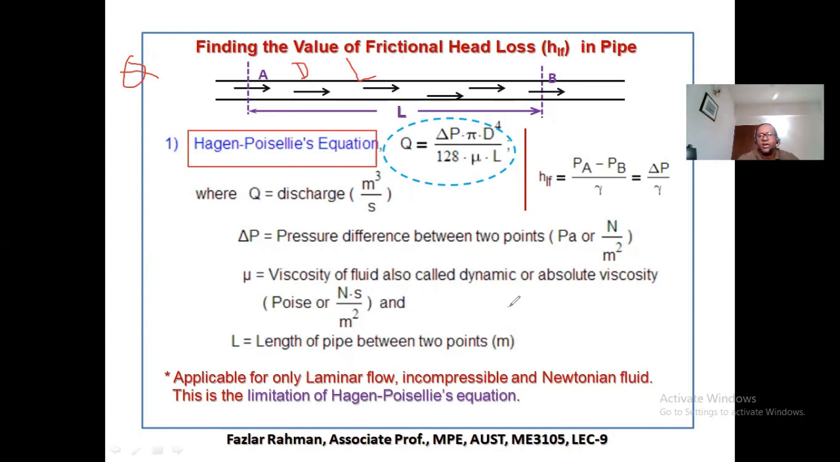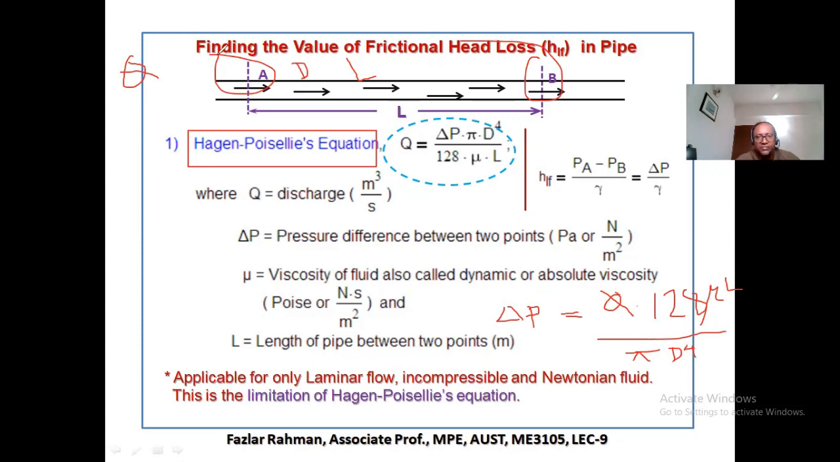So what we're getting from here, you see delta P equal to Q into 128 mu L divided by pi d to the power 4, right? That way you can figure out the pressure drop between 2 points without physically measuring. You don't need the pressure gauge right over here, okay?